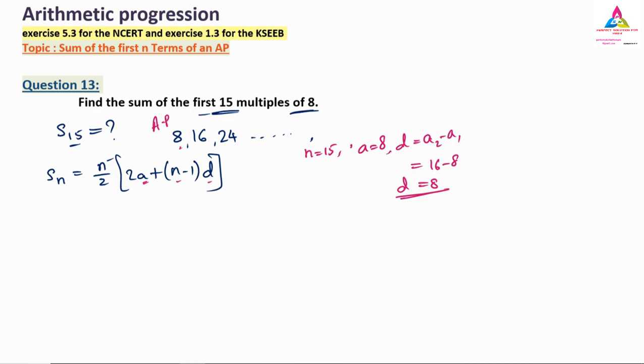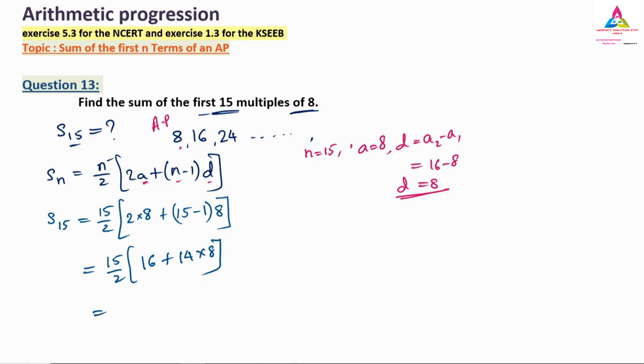Now we will substitute in this formula. S15 we have to find, that is equal to 15 by 2 into 2 into a, and a is 8, plus n minus 1, that is 15 minus 1, in the bracket, and the d value is 8. So here again the calculation part: 15 by 2 into 2 eights are 16 plus 15 minus 1 is 14 into 8. Here 15 and 2 we can't cancel because 15 is an odd number and 2 is an even number.